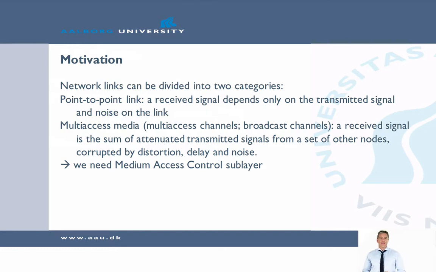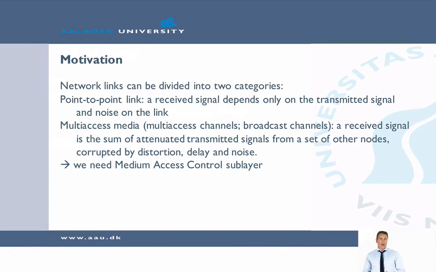The motivation for looking into the MAC layer is that we can basically divide network links into two categories. One is the point-to-point link, where the received signal only depends on the transmitted signal and noise. So that is the case if, for example, I have two terminals which are connected by one cable, and they're communicating directly to each other. That's the easy version. Then we have the more difficult one, which is a multiple access medium, where more terminals are using the same medium.